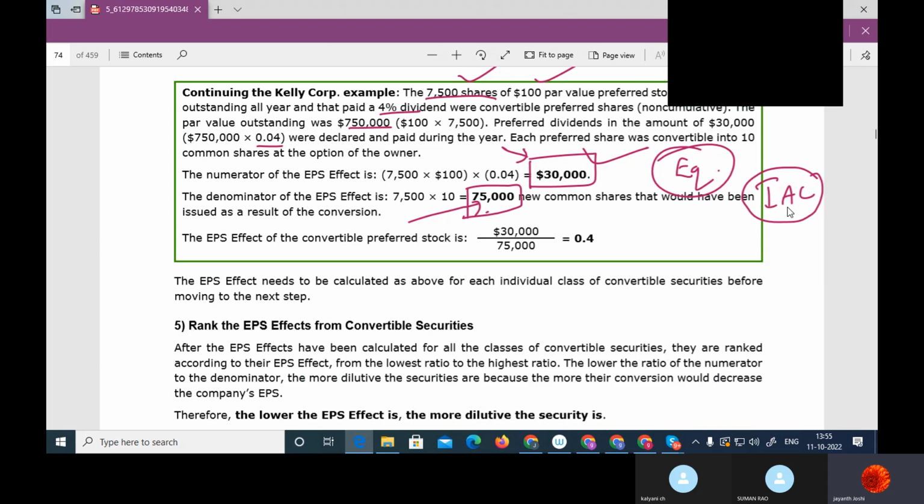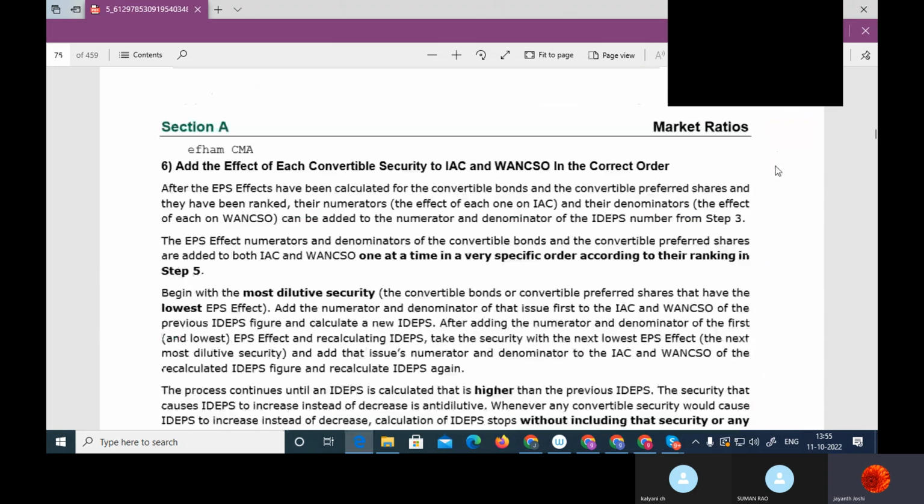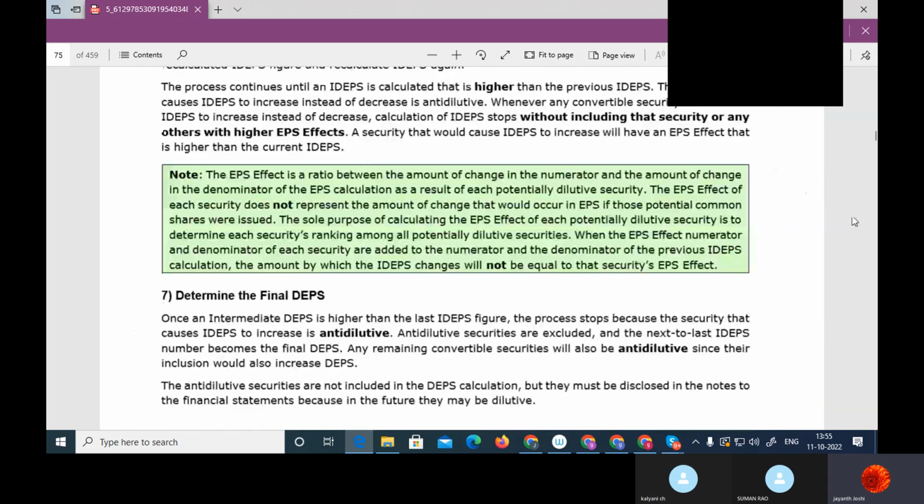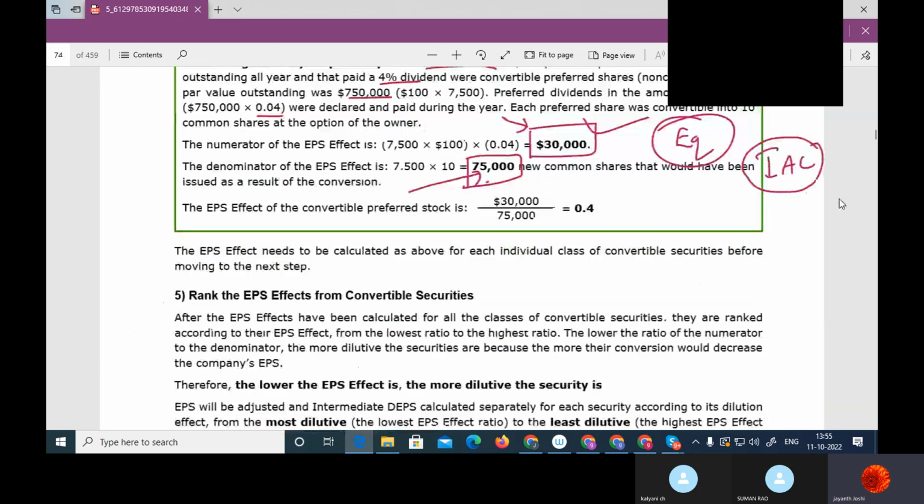So the point I wanted to mention is, now you would be seeing here that convertible preferred stock as well as convertible bond both have been taken, but we did not take convertible bonds before, and we did not take convertible preferred stock later. So why did we take this before, and why did we take this later? What is the reason for that? What should be taken first? That should be decided. So here the reason is the numerator and denominator effect.